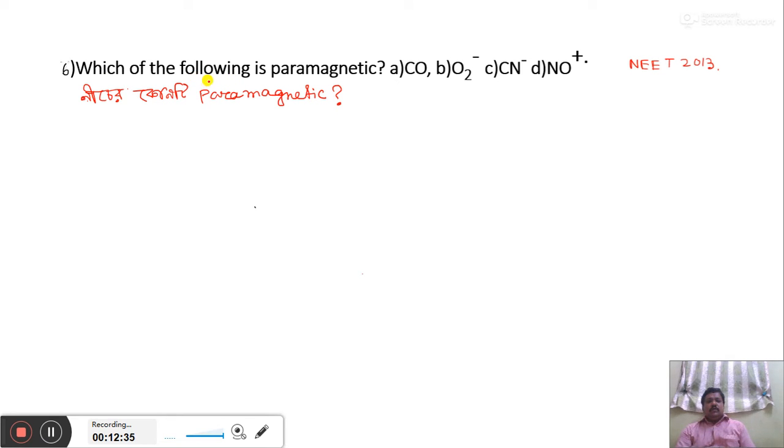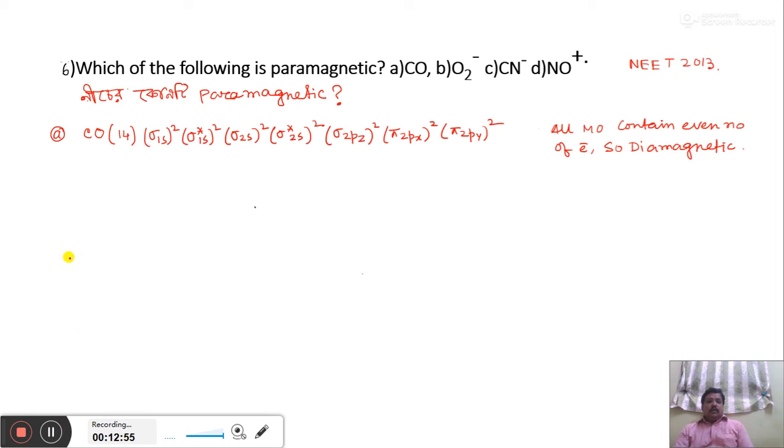My next question is, which of the following is paramagnetic? Option A: CO, option B: O2-, option C: CN-, option D: NO+. Now, to explain this question, we first have to write the electronic configuration of these molecules and ions. In case of CO, it contains 14 electrons and its electronic configuration is sigma 1s2, sigma star 1s2, sigma 2s2, sigma star 2s2, sigma 2pz2, pi 2px2, pi 2py2. All MOs contain an even number of electrons, so it is diamagnetic.